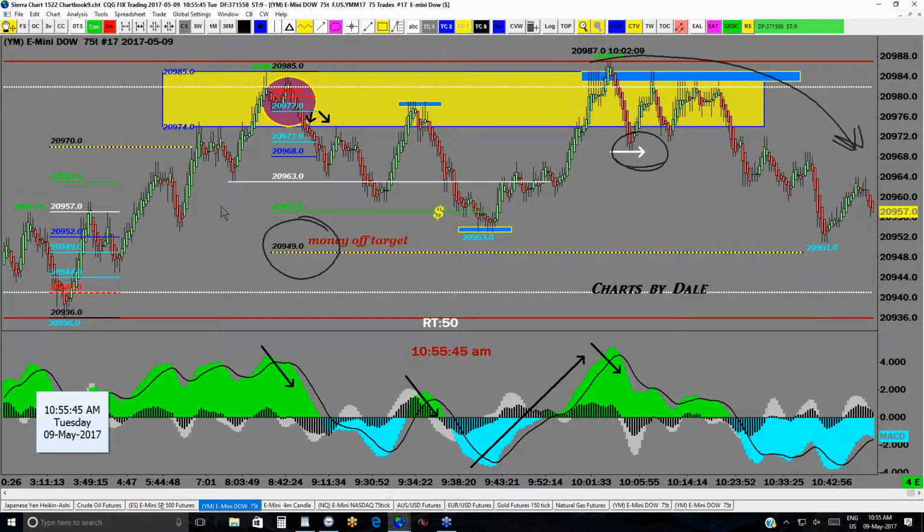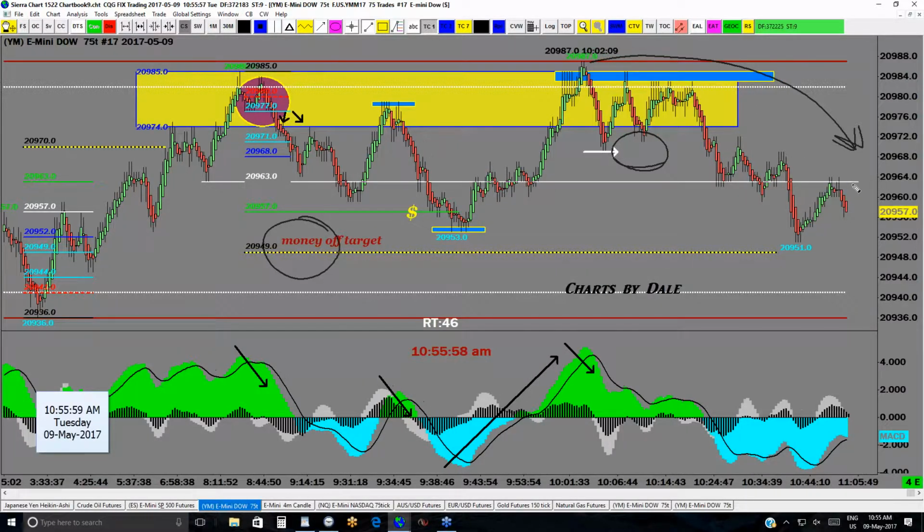So here on the YM, it's now 10:55. Looking at this 100 area as resistance. It came one tick above it, but that's looking for that to remain as resistance. The market came within $10 of our money off to the downside. Let me erase these. Erase all. 20949. It came to 951. We'll see if we can get the 49 next.